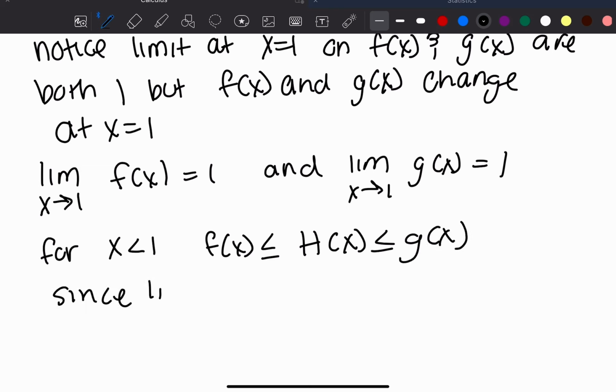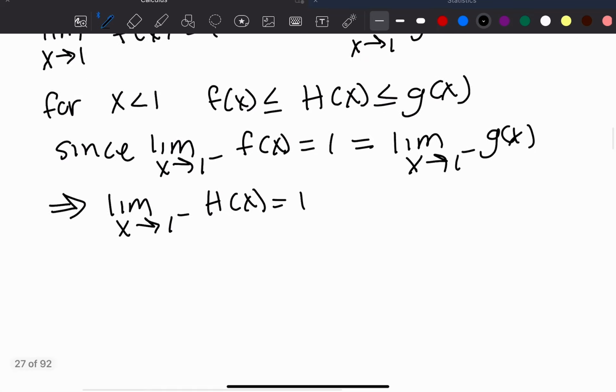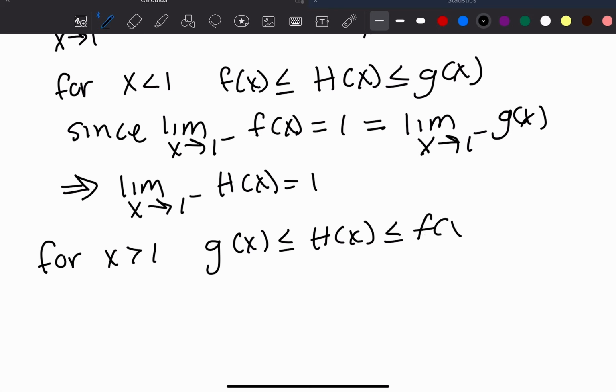And since the limit as x approaches 1 from the left of f of x is equal to 1, which is also the limit as x approaches 1 from the left of g of x, this tells us that the limit as x approaches 1 from the left of h of x is also equal to 1. So we proved just the left side. Now we have to prove the right side. So the opposite, for x greater than 1, we have to show that g of x is less than or equal to h of x less than or equal to f of x.